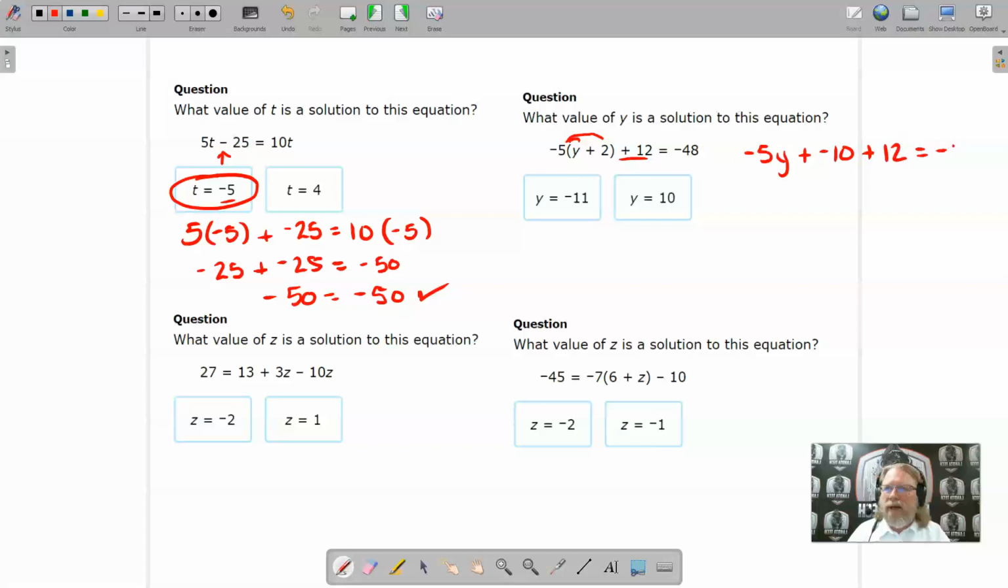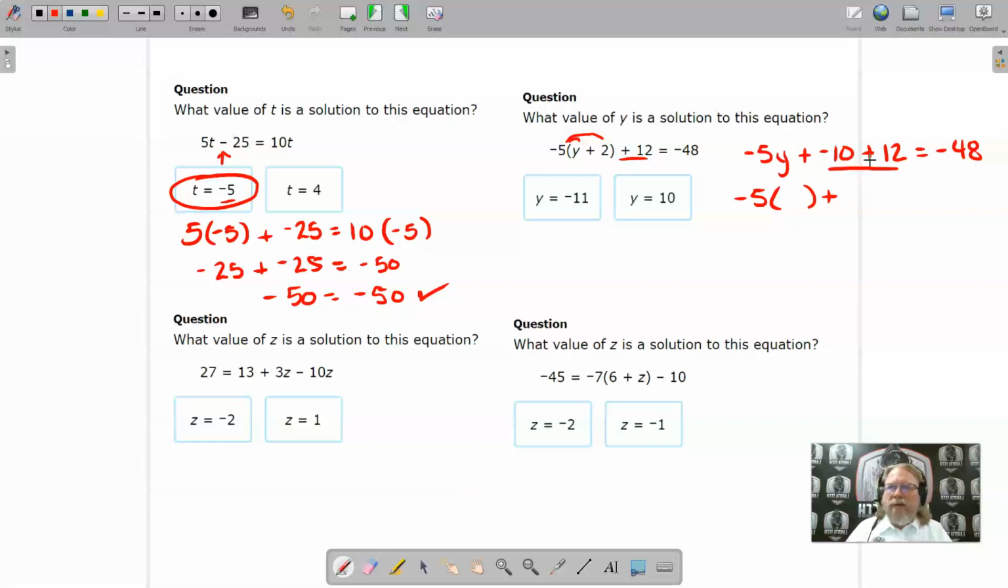equals negative 48. Okay, now I've done that distribution and distributed that negative 5 into the quantity of y plus 2. Now let's go ahead and make the parentheses for the y plus negative 10. And I'll tell you what, let's go ahead and simplify this a little more. Let's go ahead and do this negative 10 plus 12.